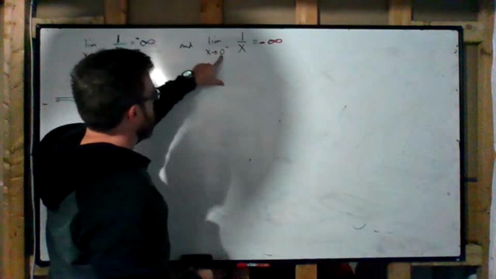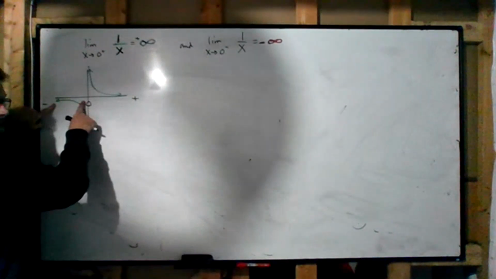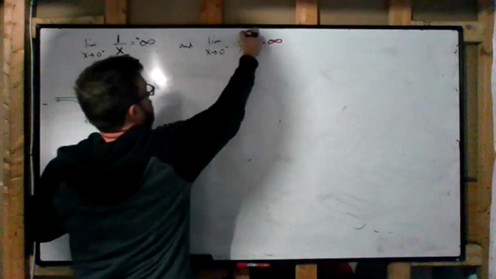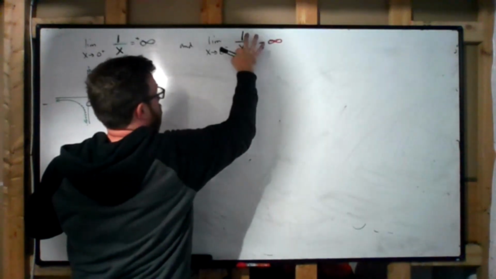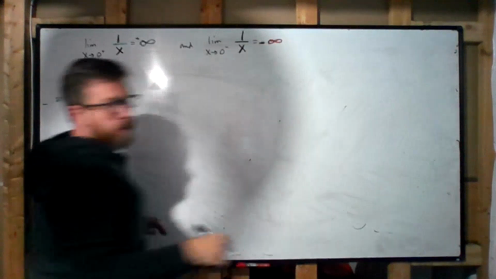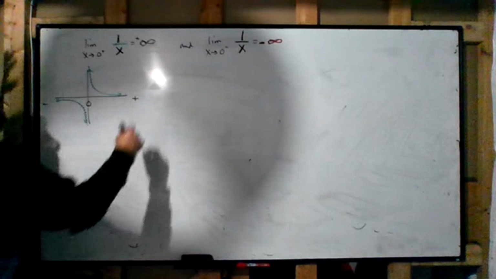So over here, I'm coming to 0 from the negative direction. Anything coming to 0 from this side is a negative number. So this is going to be positive, but this is going to be negative. So you're going to have a positive over a negative, hence a negative infinity. The bottom is going to 0 and it's not canceled. So notice.